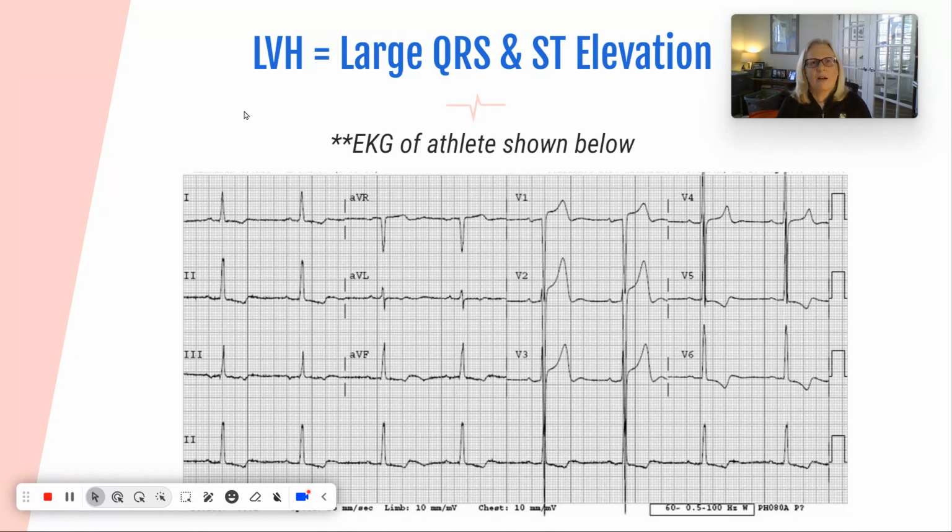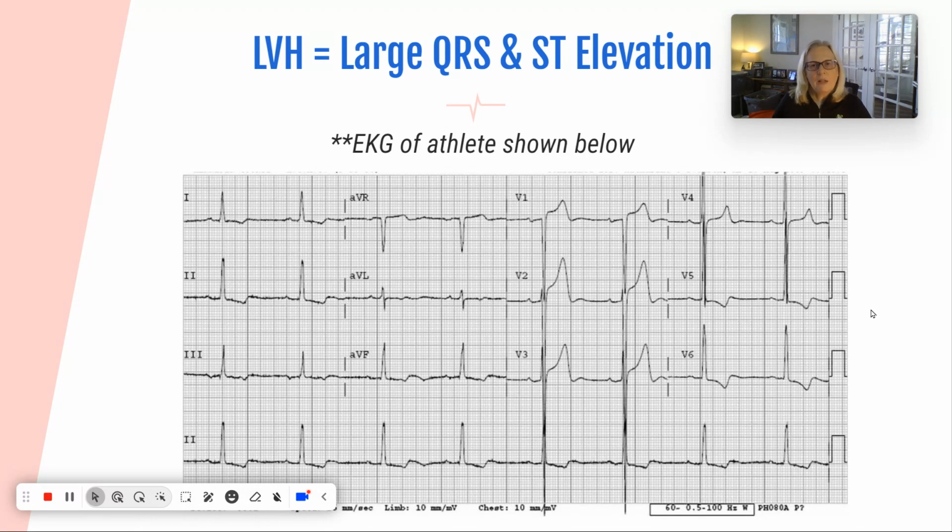So this is LVH with a large QRS and ST elevation. So this is an EKG of an athlete, typically a younger male athlete. Notice two things here. We see these really large QRSs, so large that they kind of run into each other on the paper here. Okay, so they overlap. These are very large. That means our left ventricle is enlarged, right? And we also see this ST elevation. Okay, so this is the healthy ST elevation that we saw in those athletes in the people that were in the Air Force. Okay, so this is actually an athlete's EKG.